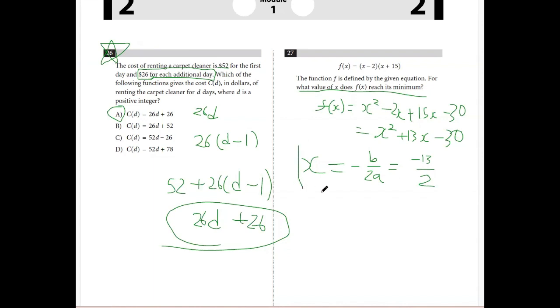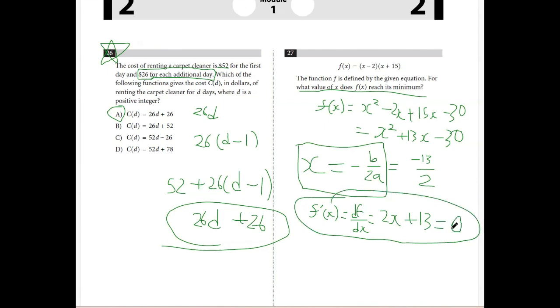The reason why this formula makes sense here is I'll actually derive this for you. So f prime of x is taking the derivative of f with respect to x. So df dx. If I take the derivative, this 2 becomes here. Just bring down the 2 here and subtract 1 plus 13. And I want to set this to 0. And obviously, if I solve for x, it becomes minus 13 over 2.